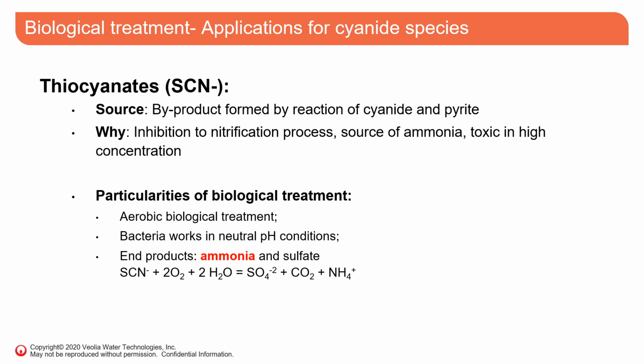Cyanates are a byproduct of the contact of cyanide and a sulfide source such as pyrite. Why do we want to remove them? Once again, it can inhibit the nitrification system. It's a source of ammonia, and it could be toxic, but at high concentration. So you mainly want to remove them to make sure there's no inhibition to the nitrification. The particularities for biological treatment: it's an aerobic biological treatment, neutral conditions, and you're producing ammonia once again. So once you remove all your cyanide species, you have a lot of ammonia.